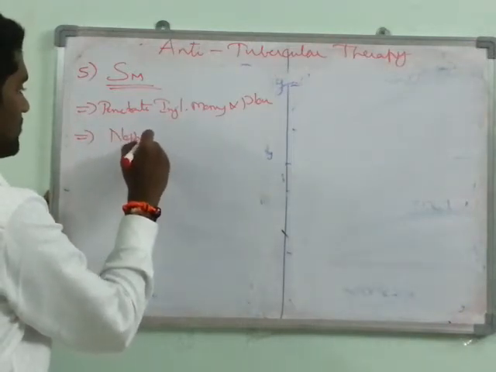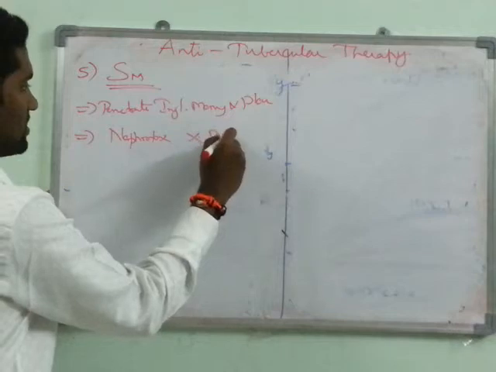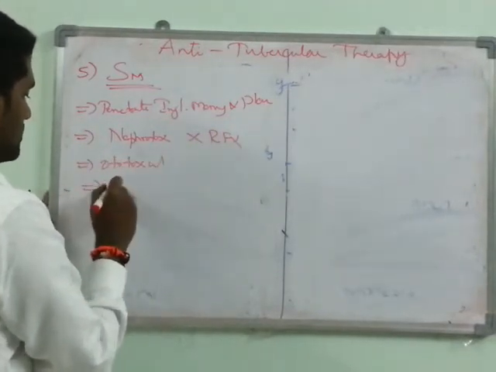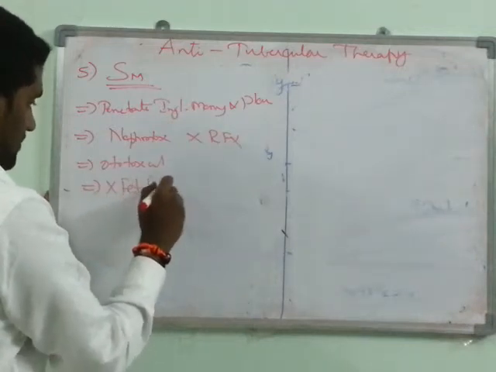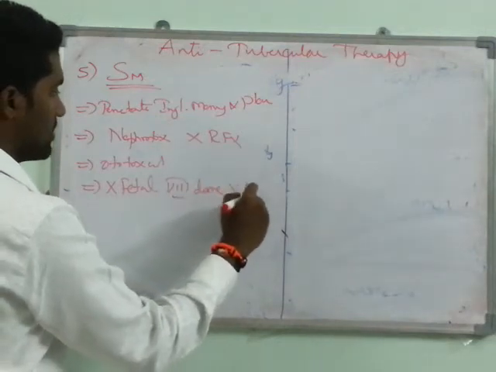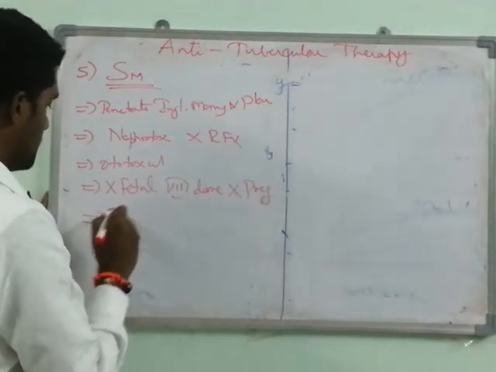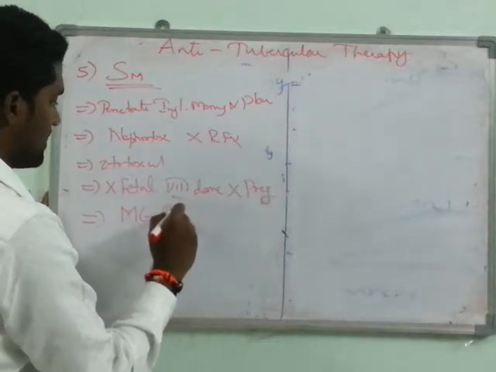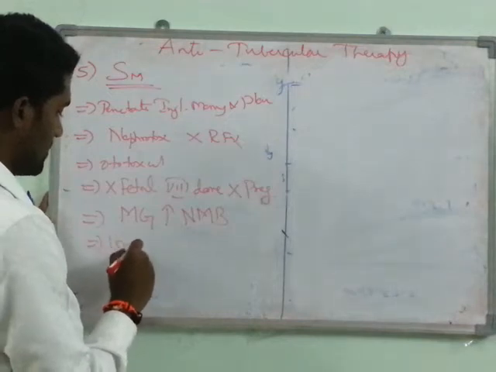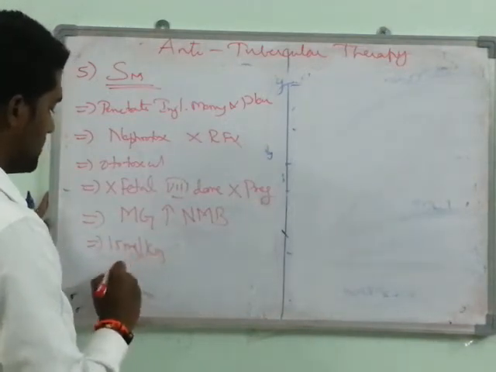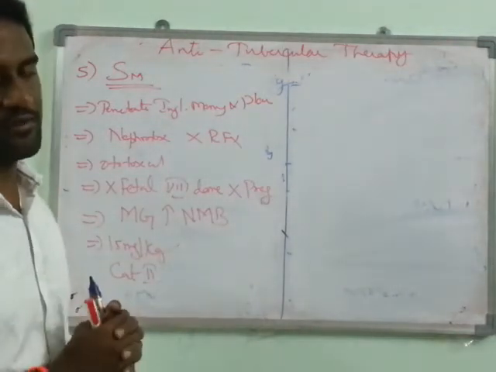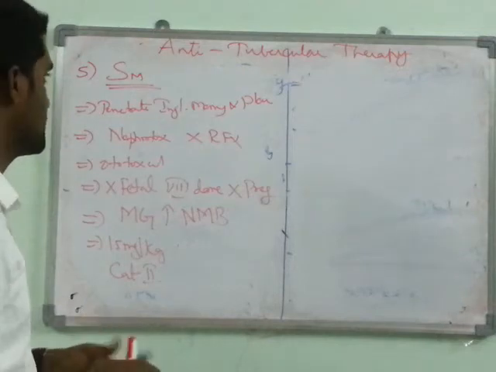It causes nephrotoxicity, not used in renal failure. It causes ototoxicity, it causes fetal eighth nerve damage. That's why not used in pregnancy, not used in myasthenia gravis as it increases neuromuscular blockade. Given in doses 15 mg per kg, usually started in category 2. We'll discuss regarding different types of category 1, category 2 and RNTCP in the next lecture.